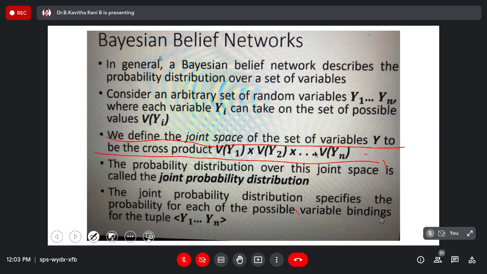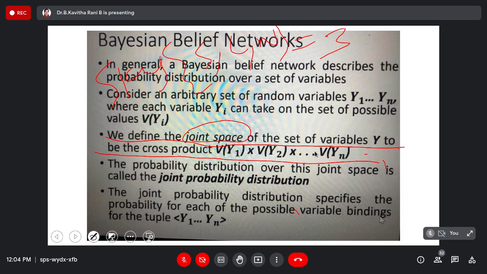Okay, joint space, what is it? Here you can see joint space. So what is joint space? How many values are allowed for sky? Earlier we took sky, and it had 3 values: sunny, cloudy, normal. How many outcomes are there? 3.